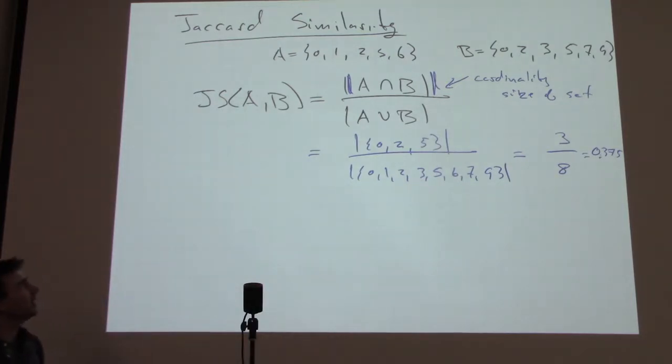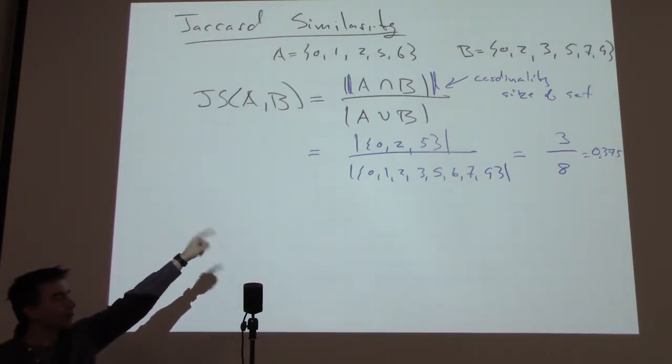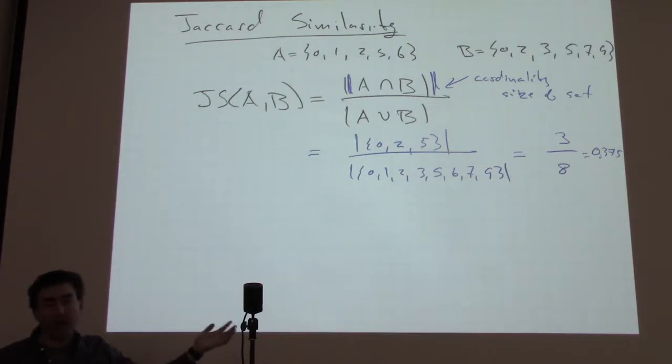Okay, if I added 3 into A, that was also in B, right? They should become more similar because their overlap is larger. So the numerator would go to 4, and the denominator would stay the same, right? And so it'd be 4/8 instead. So that would be more similar.